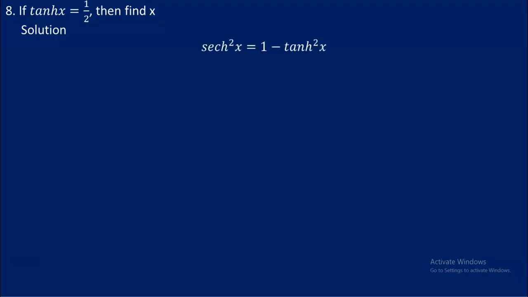From the identity that we have, sech squared x equals 1 minus tanh squared x. You see, we can have sech squared x to be 1 minus 1 over 4, because 1 over 4 here is obtained because tanh of x is 1 over 2. You have been told that is 1 over 2. So squaring it, it will be 1 over 4. Then when you take the difference between the two, you will have 3 over 4.